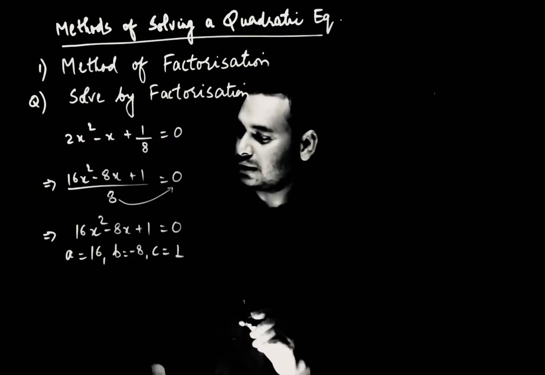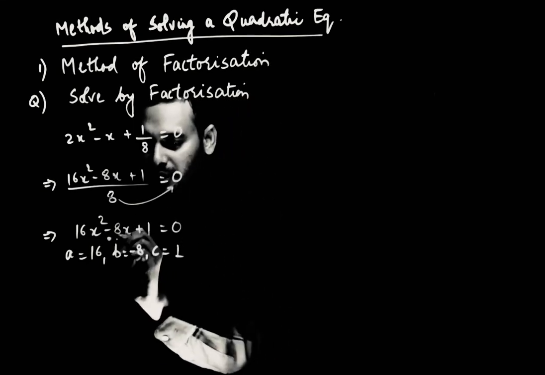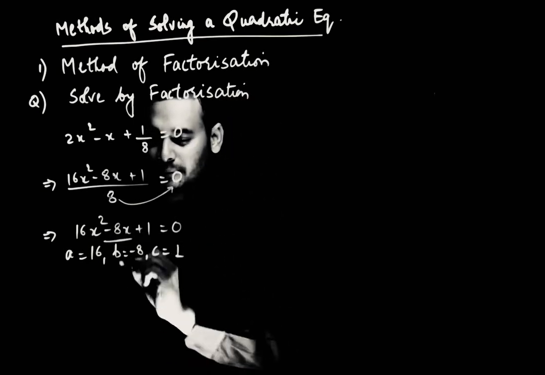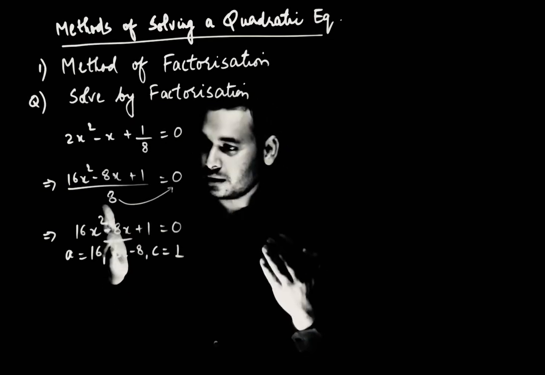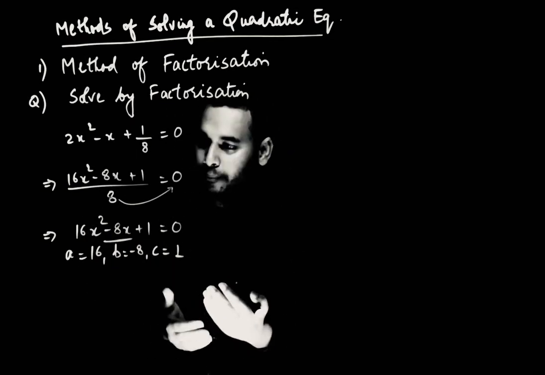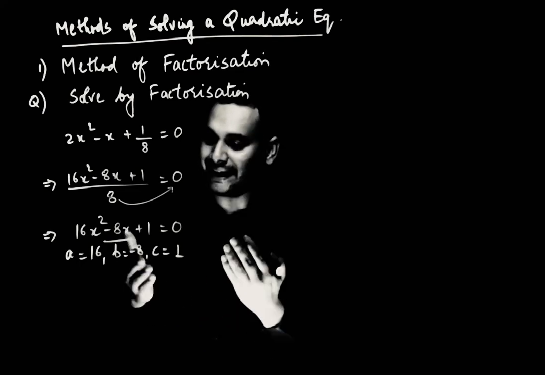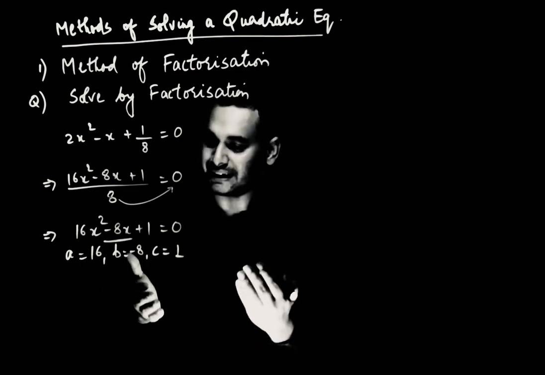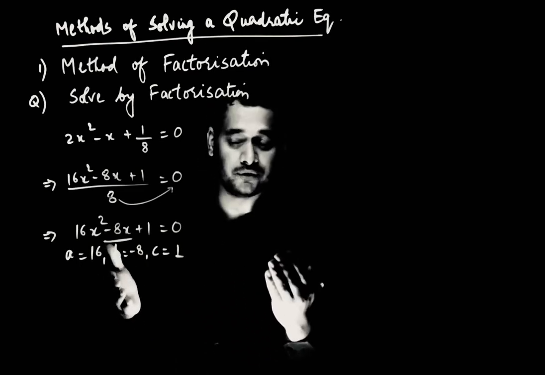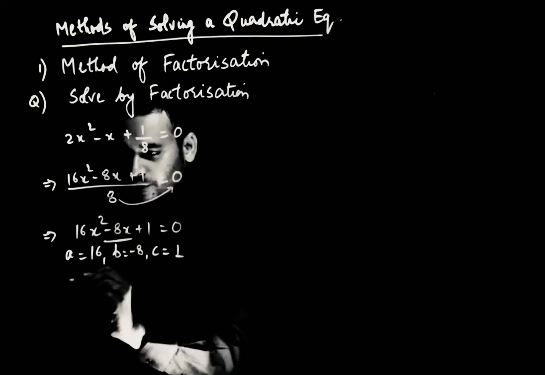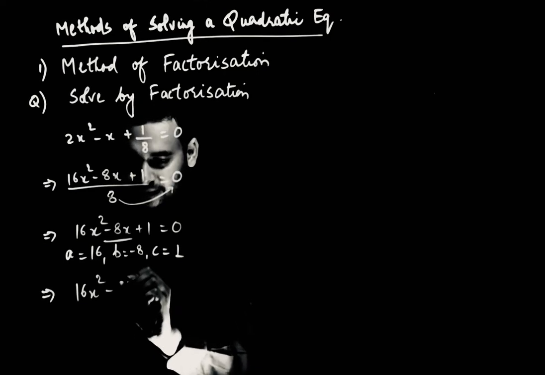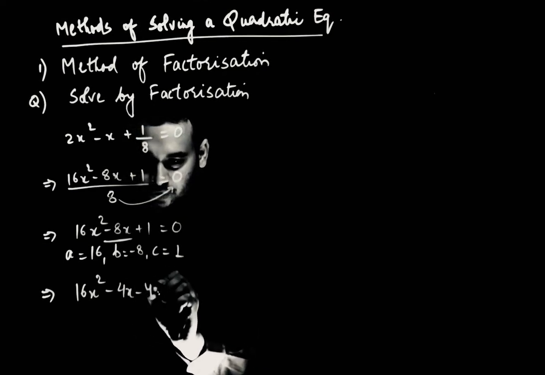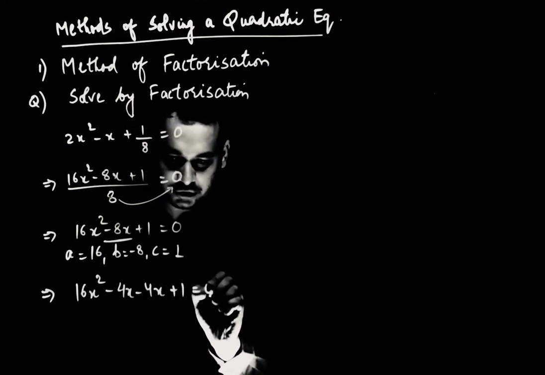You have to split the middle term here. So minus 8x here is the middle term, and you have to use the values of A and C. How can you get minus 8x using A and C? You have to multiply A and C first. A into C is 16. We can get minus 8x like this: minus 4x minus 4x plus 1 equal to 0.